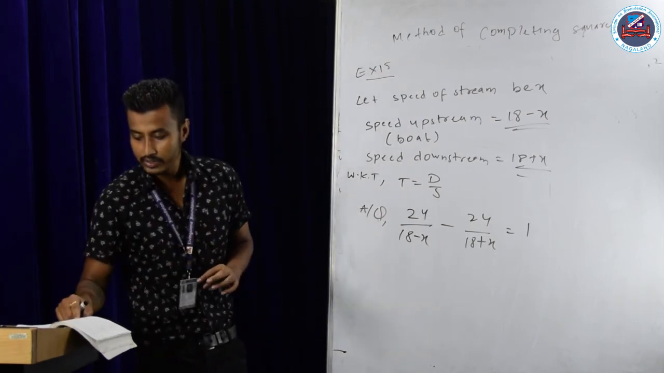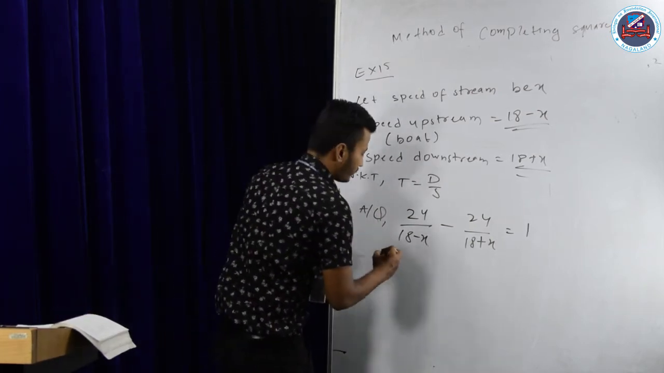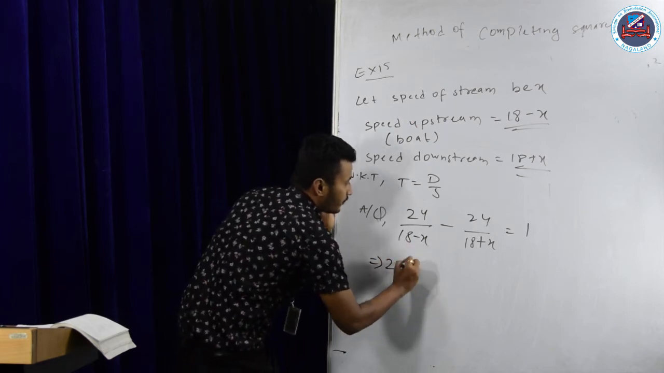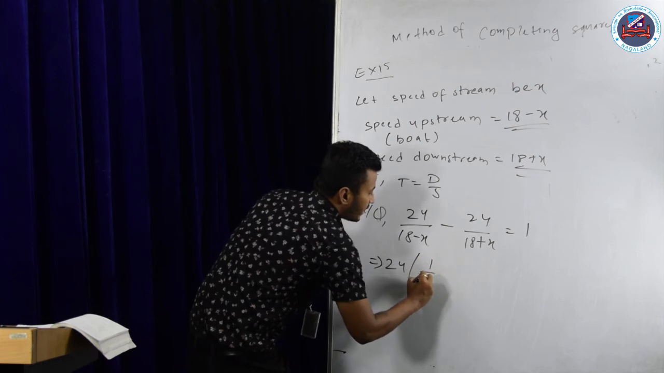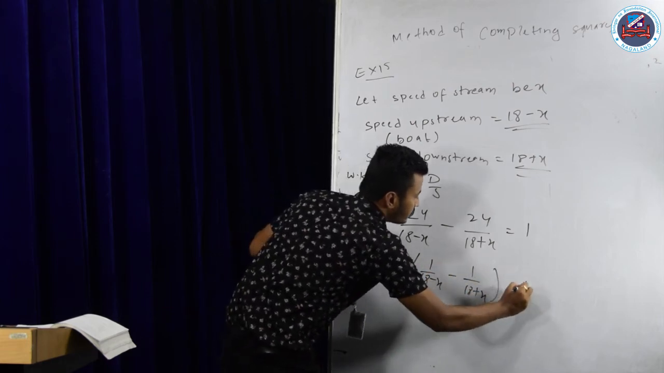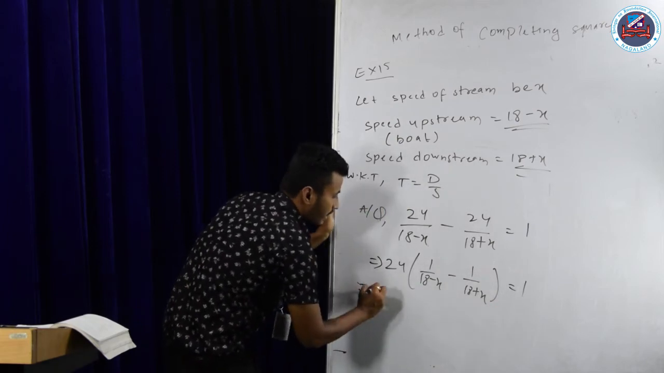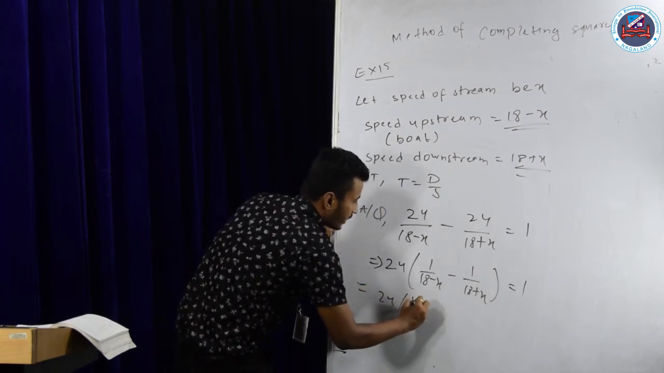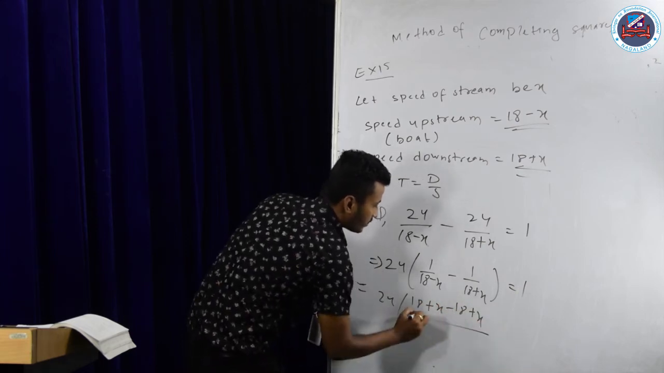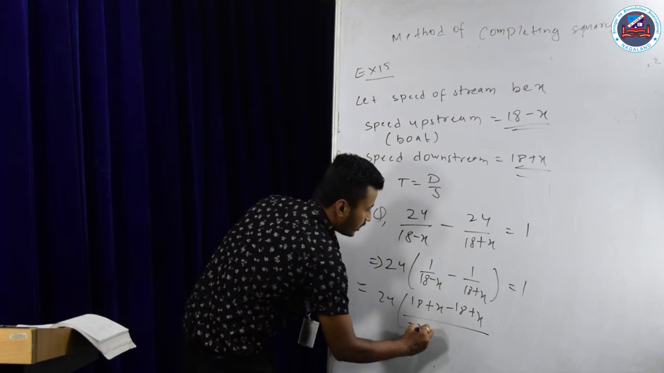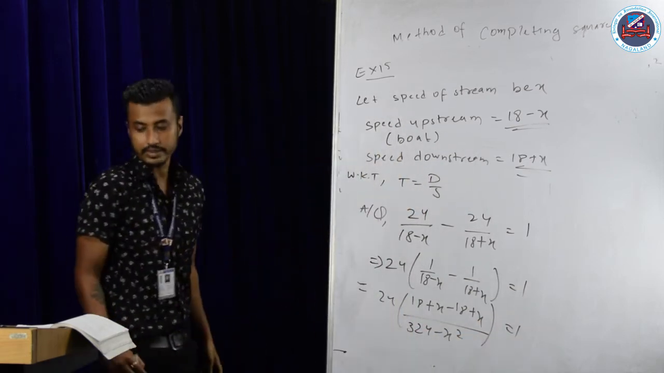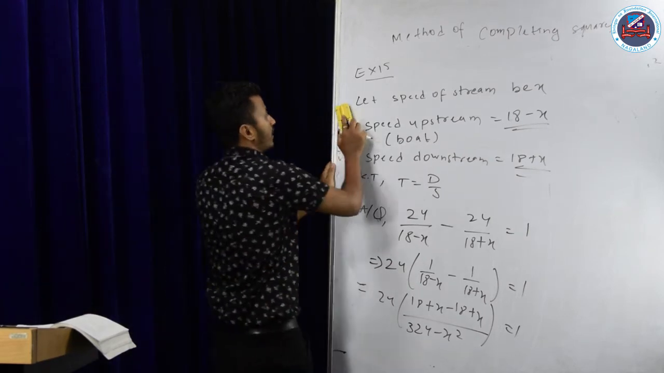Okay? Now when we solve it, how to solve it now guys? 24 I can take common: 1 by 18 minus x minus 1 by 18 plus x equals 1. I can write this as 24 times (18 plus x minus 18 plus x) divided by 18 square, which is 324, minus x square, equals 1. Okay guys, can I rub this part? Okay.